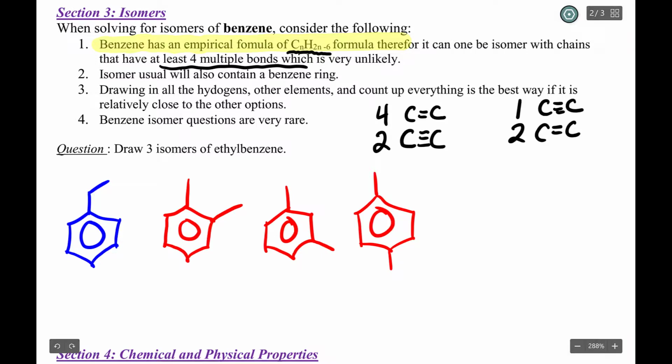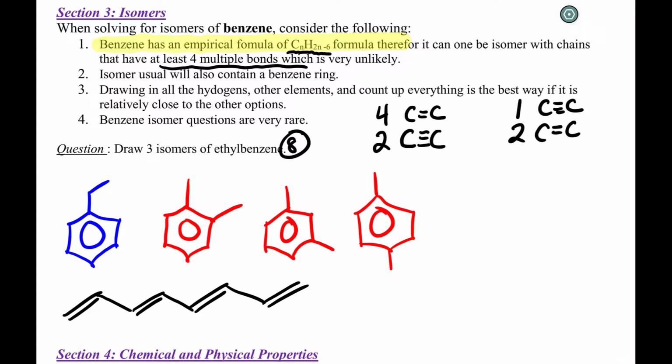In terms of multiple bonds, there's 8 carbons in this ethylbenzene. So I could do something like an 8 carbon chain: 1, 2, 3, 4, 5, 6, 7, 8. And I could put 4 double bonds on it, something like that. Or, this will be a bit harder to draw, I could have, say, a triple bond.